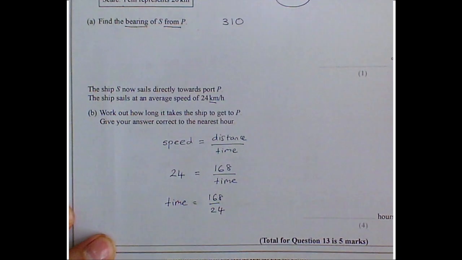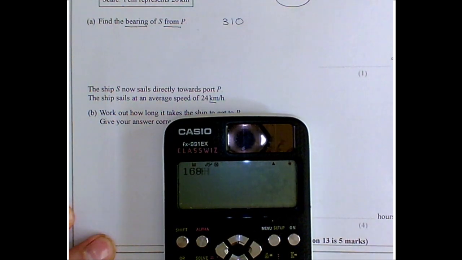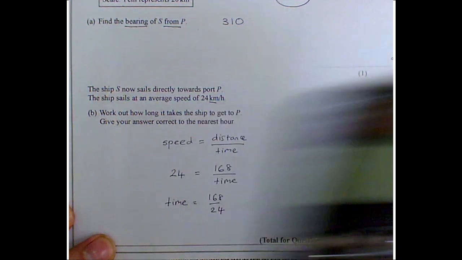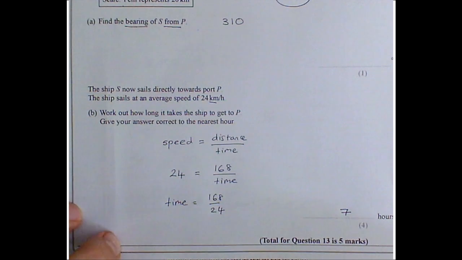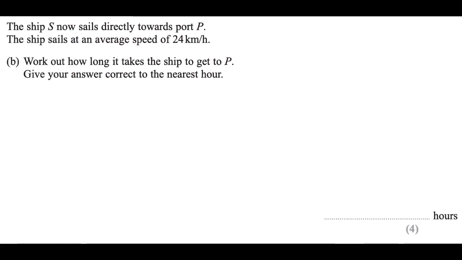If I did that on my calculator, I get the answer 7. So 7 hours it's going to take this ship to get to port, at its current speed. 5 marks, can't lose those, can we?